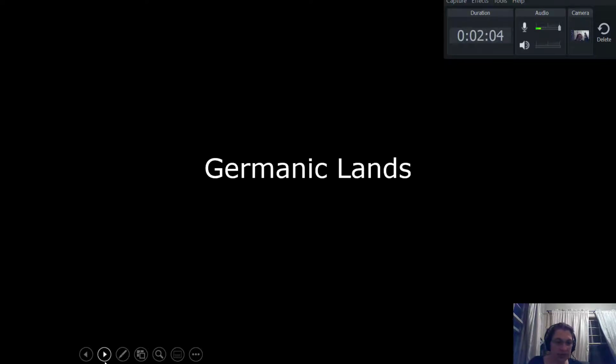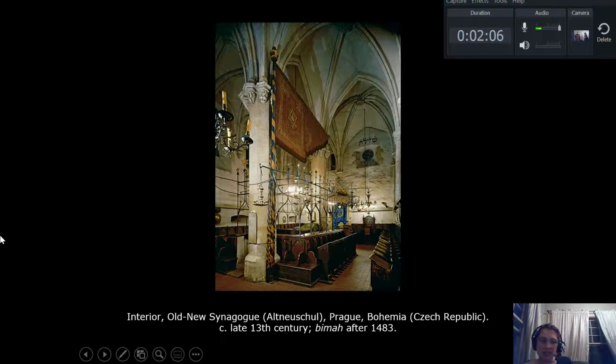And I will show you an example here. This is called the Old New Synagogue, and it's in Prague, which is technically in an area called Bohemia. Today it's the Czech Republic. And this is circa late 13th century.